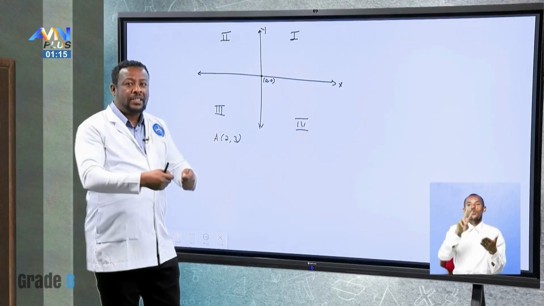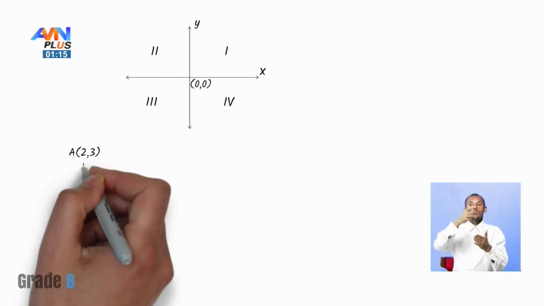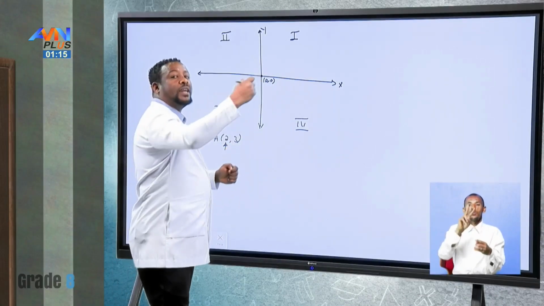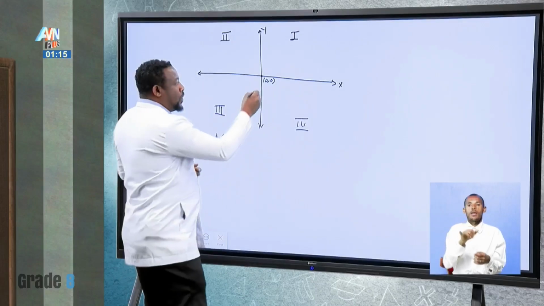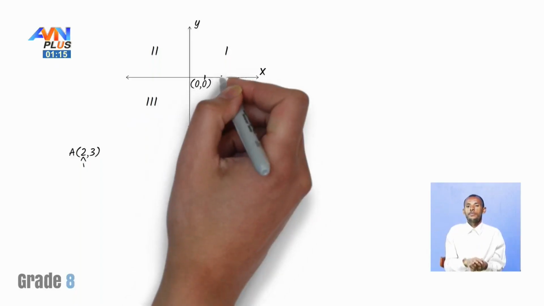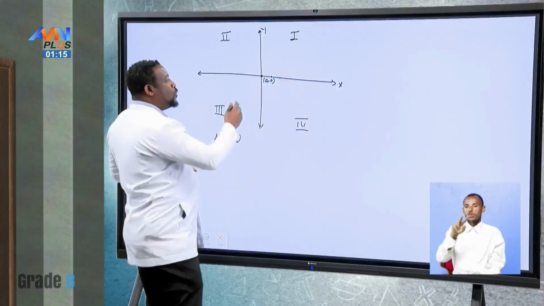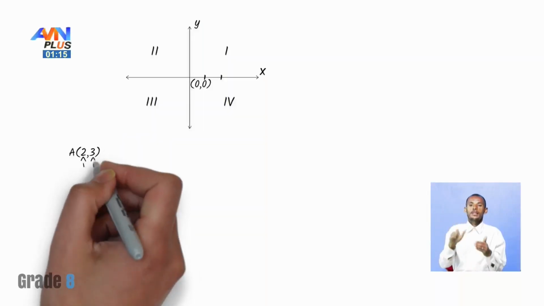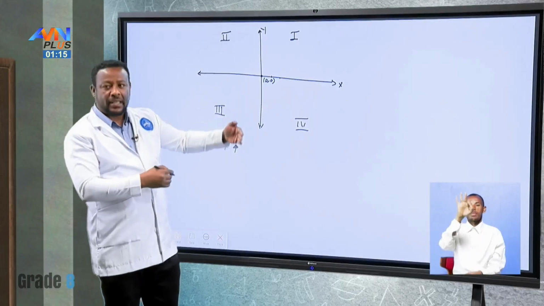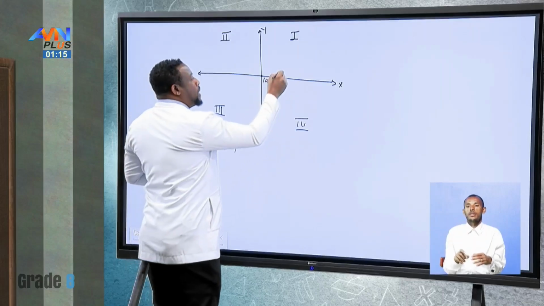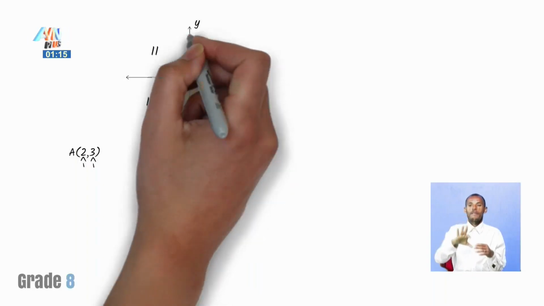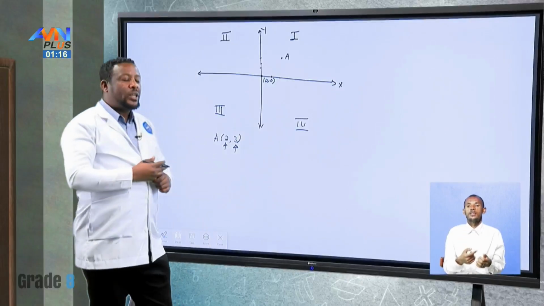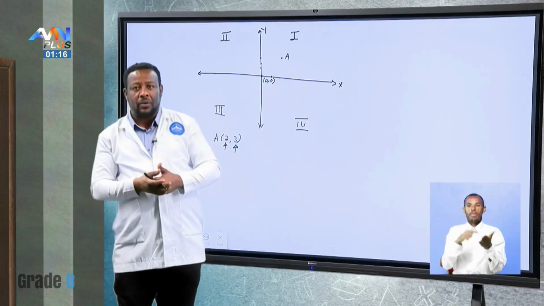2, 3 means 2 is the value of x. So since 2 is positive, you need to move 2 units on the right side of the y-axis. So you can roughly cut out the lines in 2 pieces, 1, 2, 3. Then you have to move 2 units on the x-axis. Then 3 units above the x-axis. So roughly 2, 3 is found in the first quadrant around here, okay? So this is roughly where point A is found, okay?